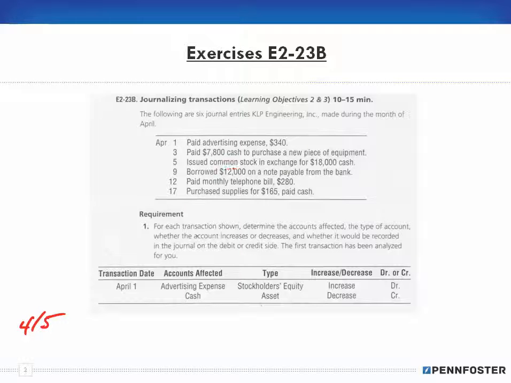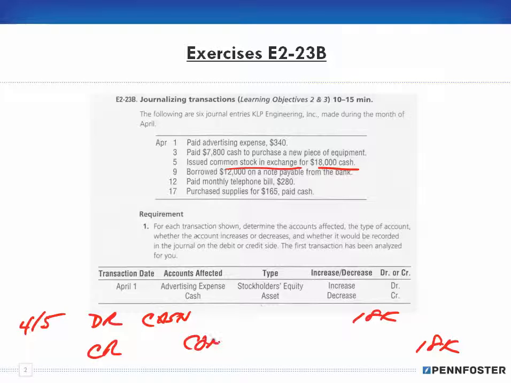It says issued common stock in exchange for $18,000 in cash. So am I affecting cash? Yes. Is my cash increasing or decreasing? It's increasing, so I increase my cash on the debit side. I have a debit to cash for $18,000, and that means I have to credit something else for $18,000. And what is that? Well, it's common stock, which is an equity account. Cash is an asset account.